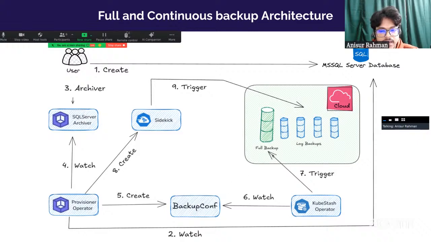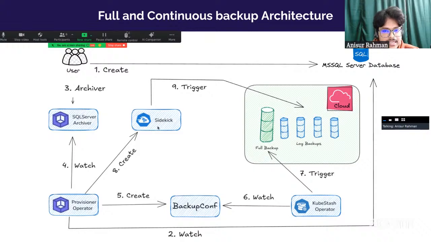The user can provide a customizable schedule of full backup. For example, daily, weekly, monthly, yearly, or whatever the user wants. Once the first full backup is done, I mean the corresponding snapshots of a specific full backup are done, then the Kubestash provisioner will create the sidekick.